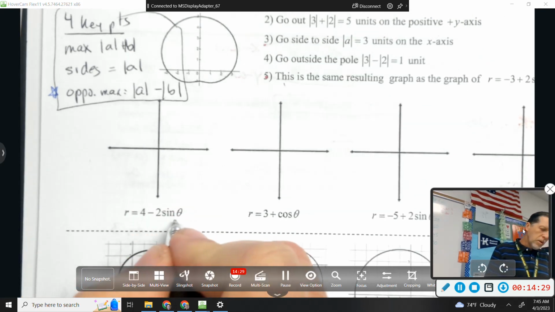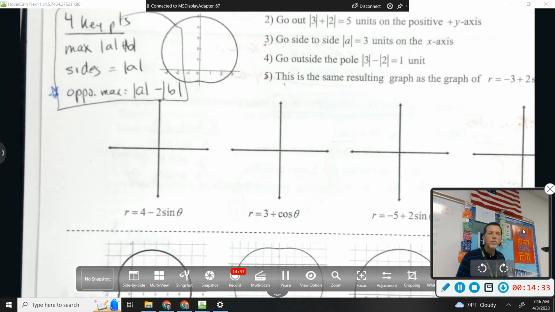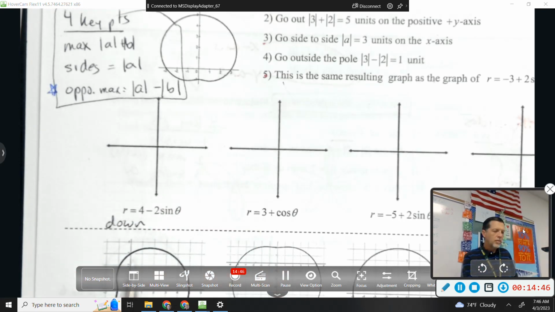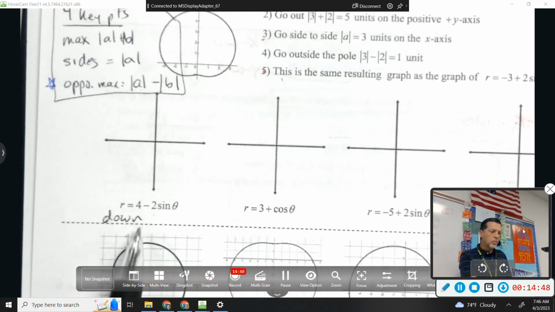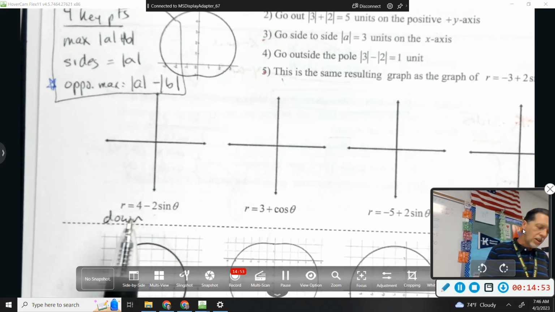So 4 minus 2 sine theta. Okay, before we get into that, what direction is that going? Good. Why is it going down? Negative sign, we're going down. So this is a downward facing Limacon. 4 is bigger than 2, so it's more circular than loopy. So it does not have a loop.